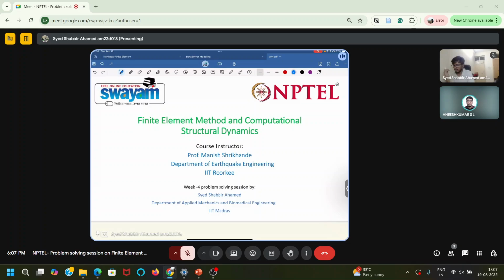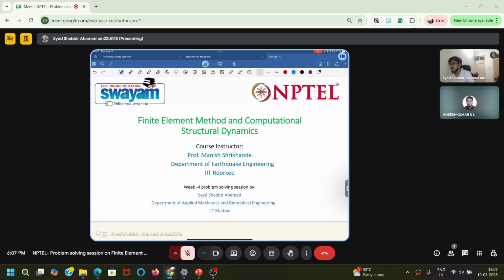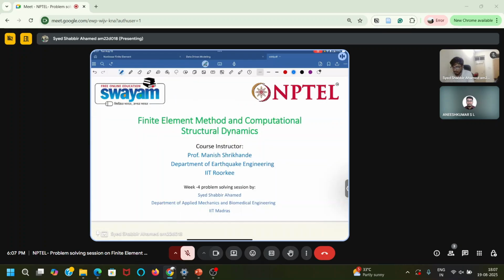Okay, so we are in week 4 of this course on finite element method and computational structural dynamics, and we were going through introduction to finite element and also solving one-dimensional problems using finite element method. So we saw in the last week we started the bar problem.